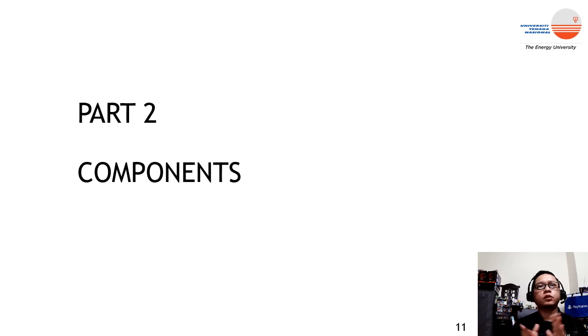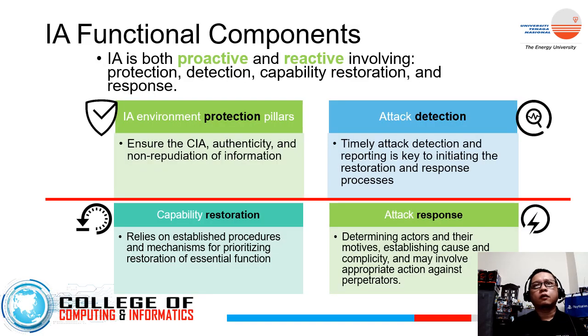So now on to part 2, which is the components. To understand the components, remember previously that we have looked at what IA is. Remember that IA is both a proactive and reactive process. Thus, the components also correspond to that requirement.